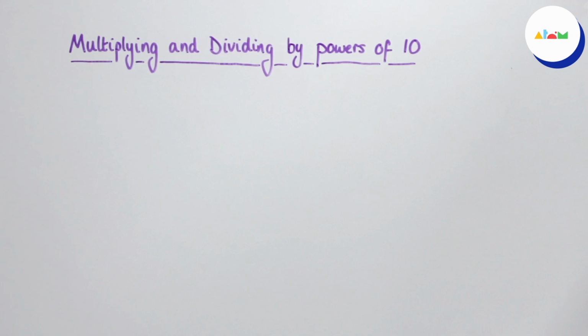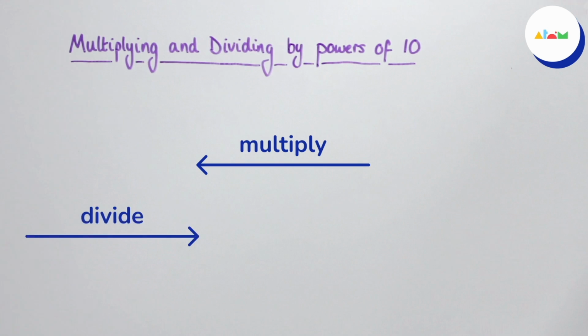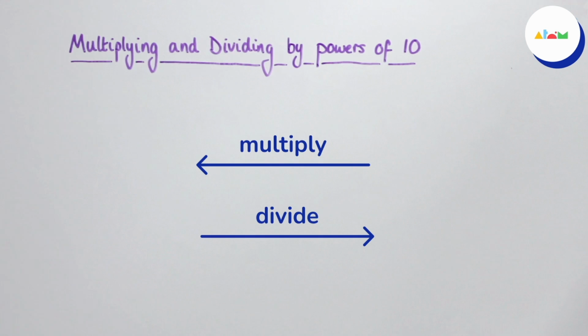Just remember, when we multiply, we move to the left as the numbers get bigger, and when we divide, we move to the right as the numbers get smaller. Don't get these two confused.